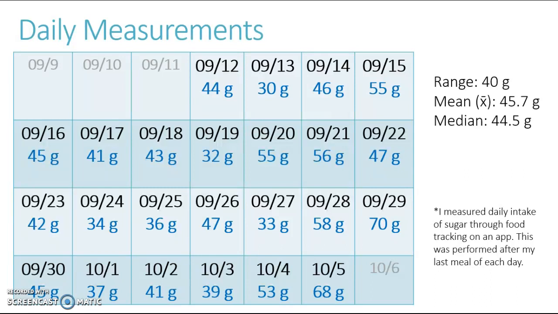And then the median here, I just wanted to also put in there because this does give you a better idea of what my day-to-day intake looks like. Since I do have some days where I have outliers, like the 29th of September at 70 grams, or the 19th of September at 32 grams, the 44.5 grams just gives a very good estimate of what each day looks like.